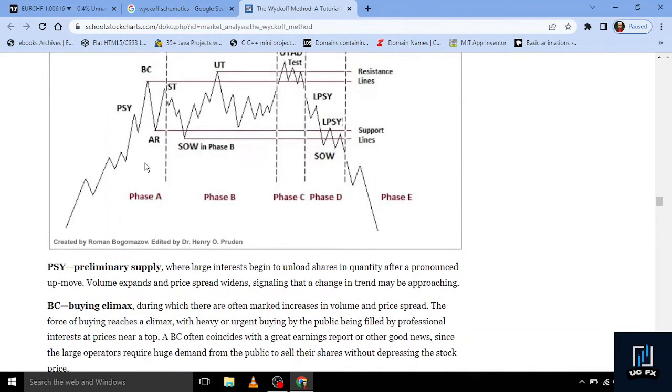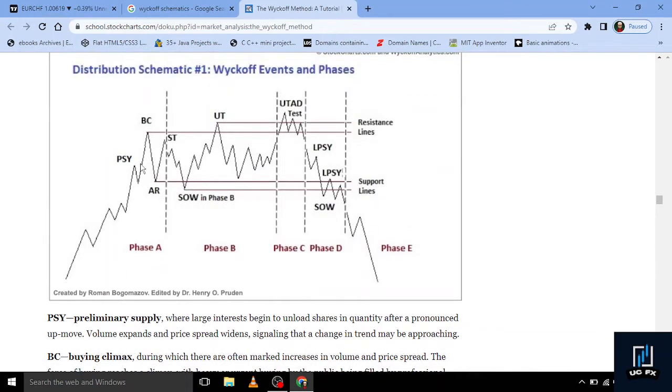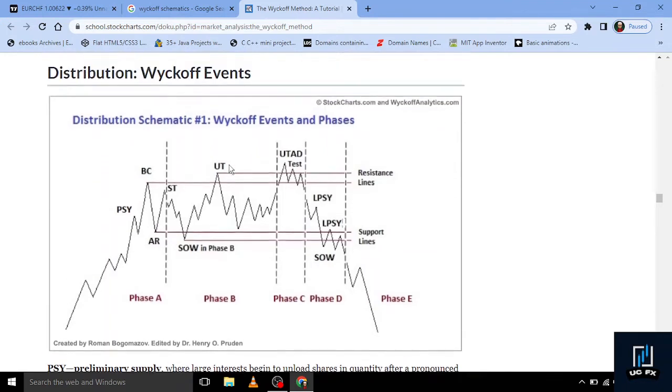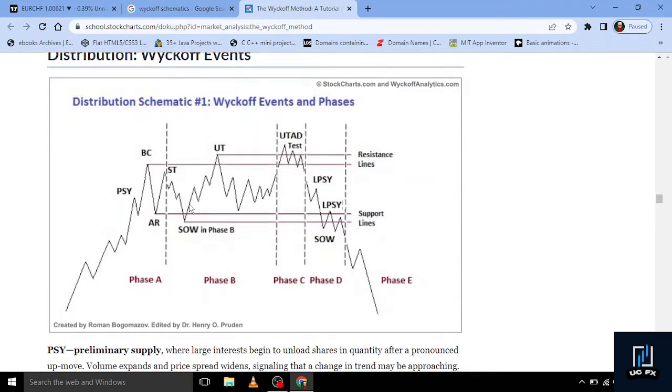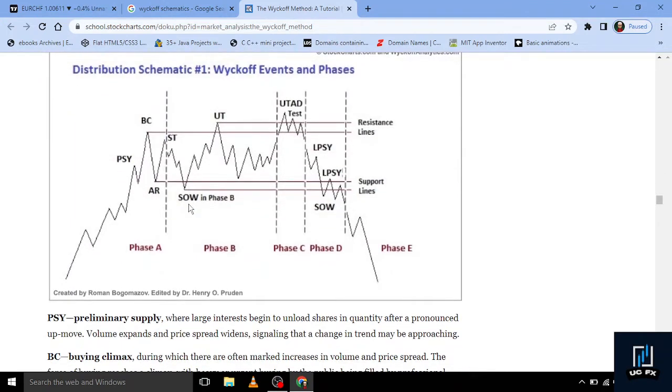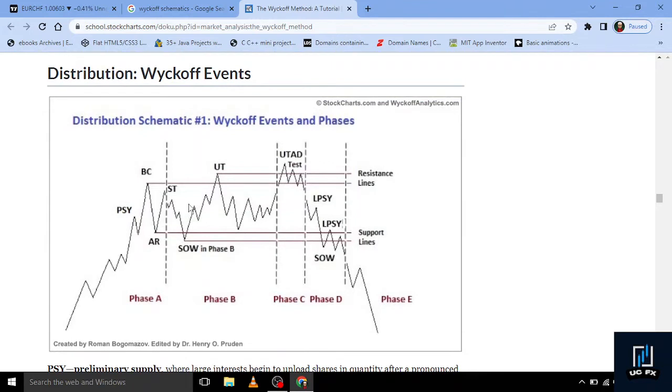So here the buyers are enticed to go long so that they can be taken out by the smart money. This is what happens when the market is about to reverse after an uptrend. I'll be showing you this stuff in the real chart.